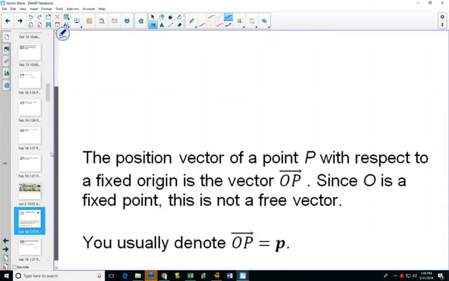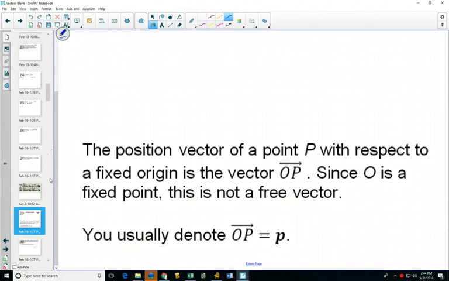Position vectors. So a position vector of some point P is related to the origin. So it's a fixed vector and not a vector that goes anywhere. This is bolded, but you might have an arrow over that P as well.